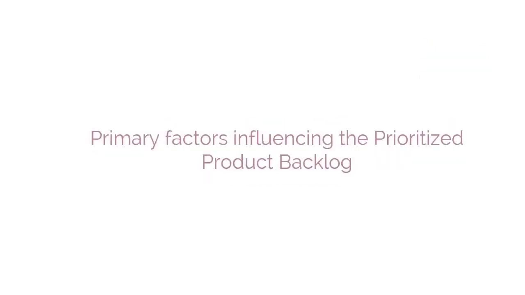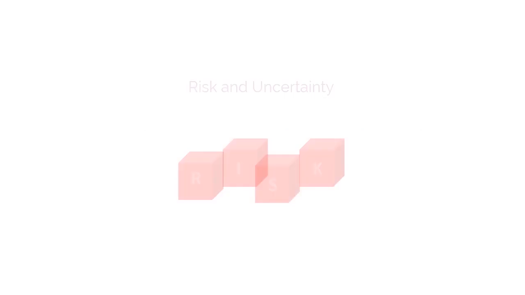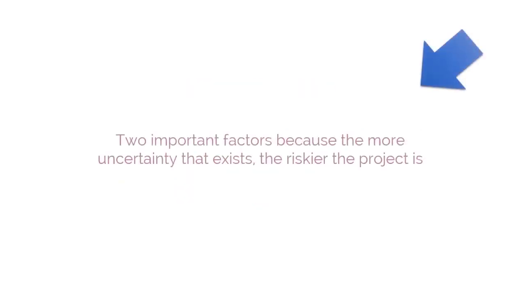Let's now learn the primary factors influencing the prioritized product backlog, one by one. Let's talk about value first. It is the product owner's responsibility to ensure delivery of those products that provide the highest level of business value first. Risk and uncertainty are two important factors because the more uncertainty that exists, the riskier the project is.